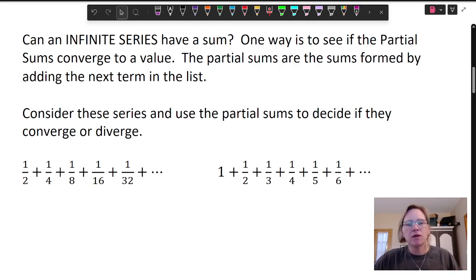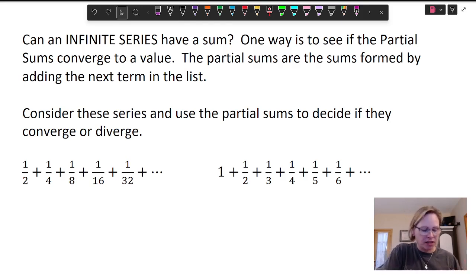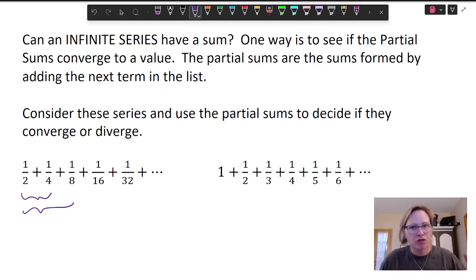So let's talk a little bit about how to determine if an infinite series has a sum. The most basic way to look at this is to determine if the sum exists by looking at what we call the partial sums. A partial sum is exactly what it sounds like. The first partial sum is basically the first term. The second partial sum is what we get when we add the first two terms together. The third partial sum is what we get when we add the third term onto that. So as we add each term on, we get a list of partial sums.